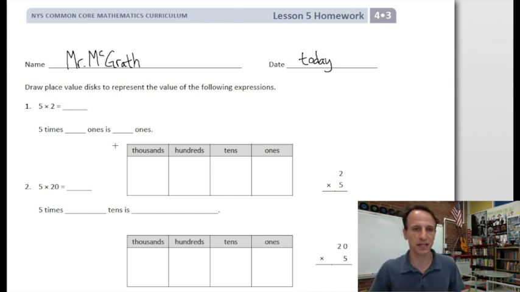A little bit of multiplication work with place value. Draw a place value disk to represent the value of the following expressions. So we'll be drawing some disks for these equations, such as 5 times 2 equals blank. So let's start by drawing it. These ones are easy, but when you get into more complex ones, you'll definitely be glad you drew it first.